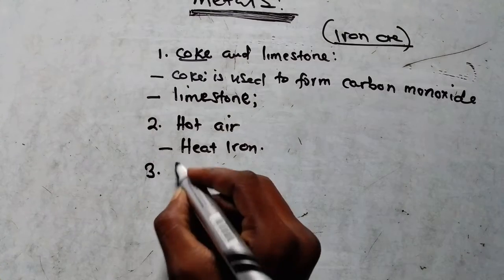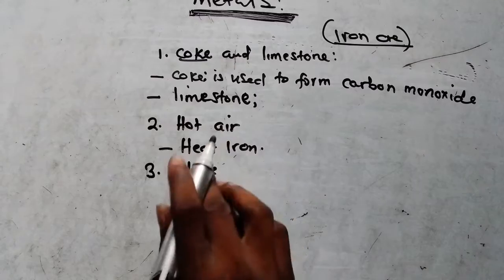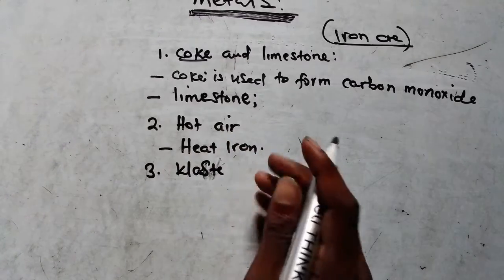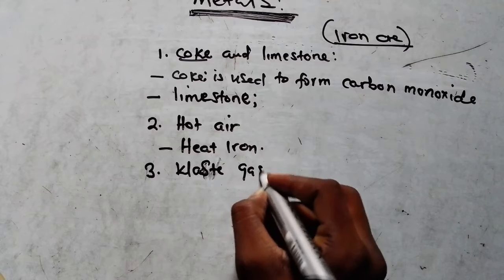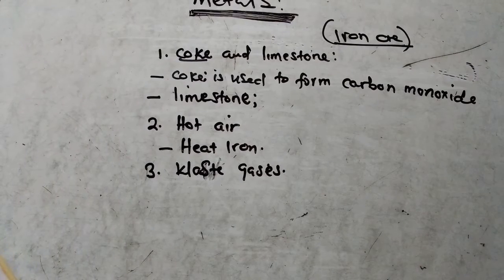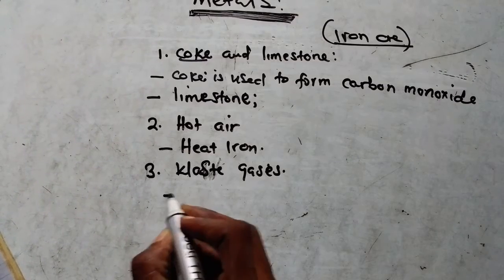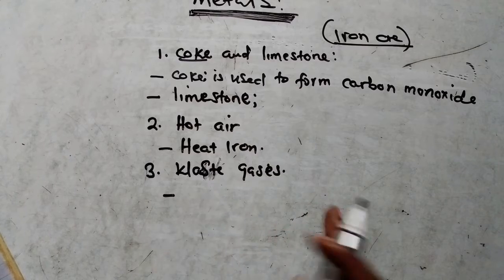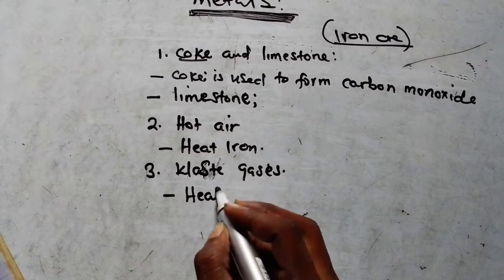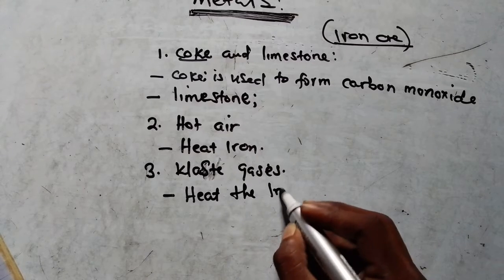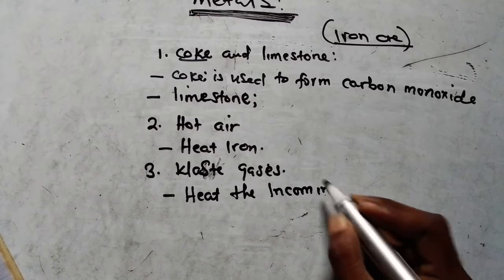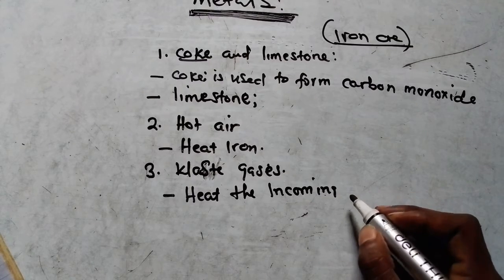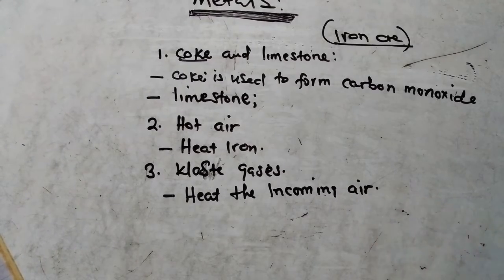Then 3, we have waste gases. These are the ones that are being released at first of the blast furnace. They are being released waste product. Now, what's the function of waste gases? These work to heat the incoming air. These heat all the air surrounding the blast furnace. So that air which is coming in heats well the iron ore.